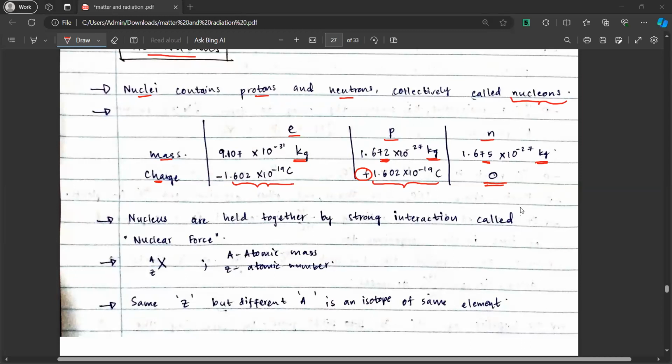So nuclei are held together by a strong interaction called the nuclear force.